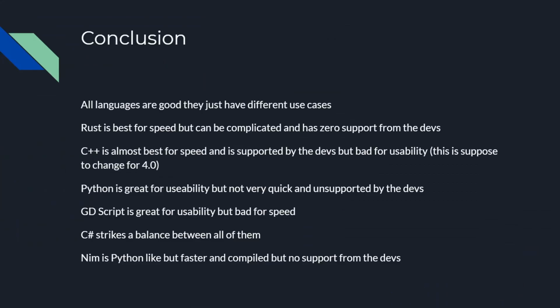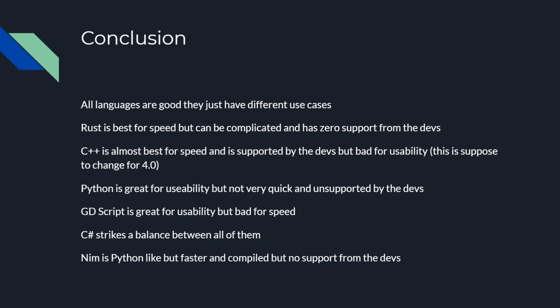So now the question is, is there a best language? And the answer is no. All languages are good. They just have different use cases. Rust is best for speed, but it can be complicated and it has pretty much zero support from the devs. C++ is almost the best for speed, and it's supported by the devs, but it's a pain in the butt to use. And this is supposed to change for Godot 4, and I know that they just put out an article about that, so I've been looking into that and seeing how it's changed.